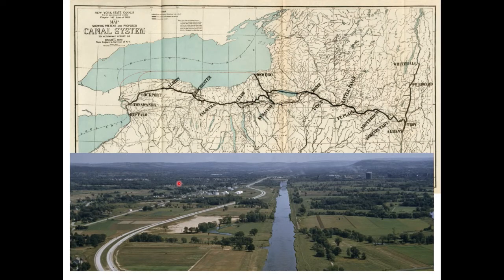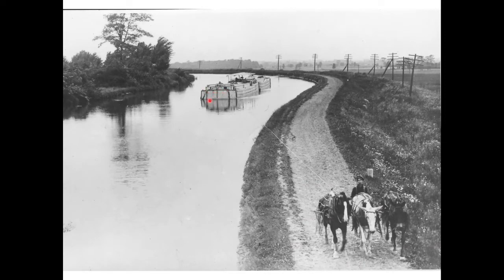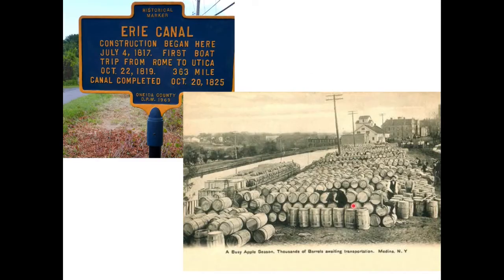Now, it was faster than any other route of transportation because there was no other route of transportation apart from walking in the absence of water. So what we're using here is the ability of water to hold up the barges to make it easier for the animals to pull. And this is how we transported goods.